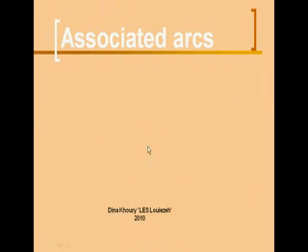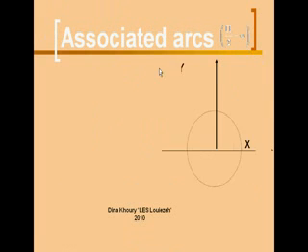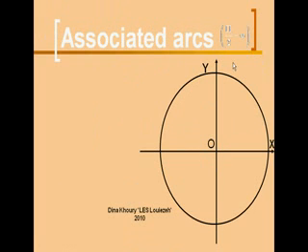We are going to associate between the trigonometric functions of angle alpha and the trigonometric functions of angle pi over 2 minus alpha. So we draw the trigonometric circle with the cosine axis and the sine axis meeting at its center O, and with radius equal to unit measure.